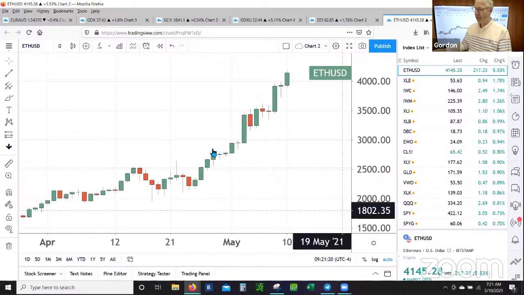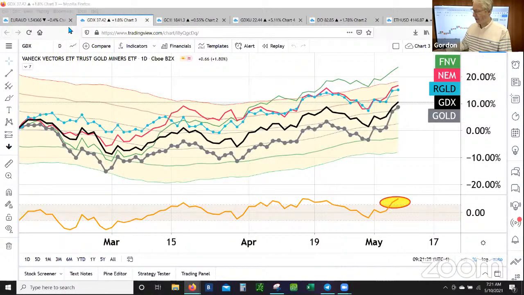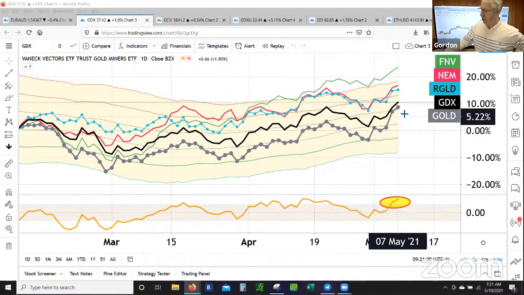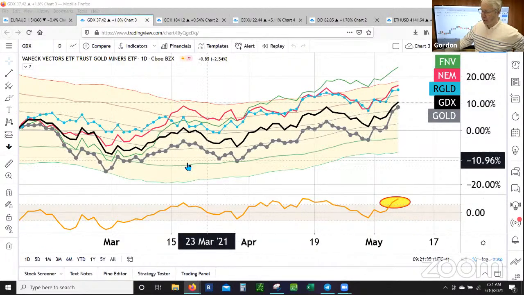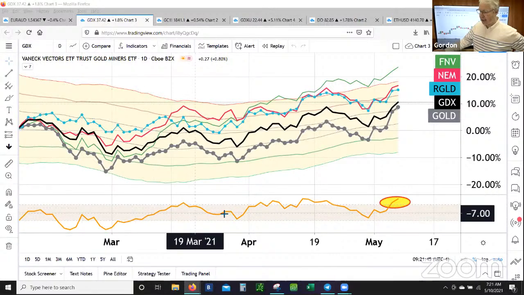All right. Meanwhile, let's go back now and look at this GDX. This chart here is gold miners and gold. The bottom one I've got here is gold, and that is just the price of gold. That's the one with the dots. And technically, we're breaking into the oversold thing on CCI. Now, the commodity channel index, that's this indicator right here.